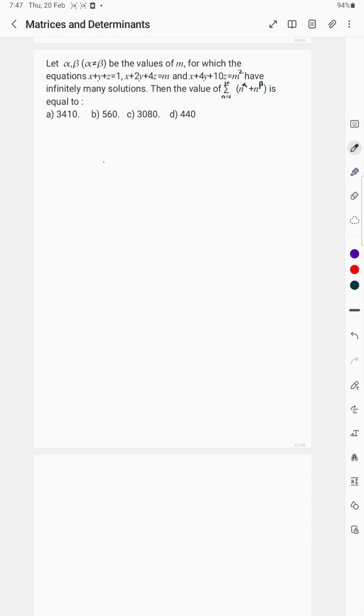Then the value of the summation over n of n^alpha + n^beta, where n takes values 1 to 10, is equal to. Options are A 3410, B 560, C 3080, D 440. So let's solve the question.